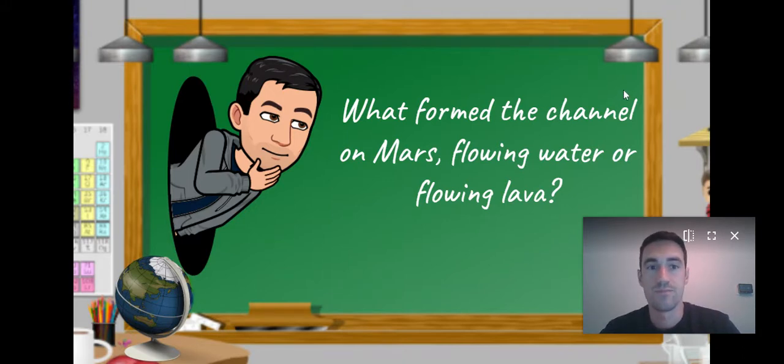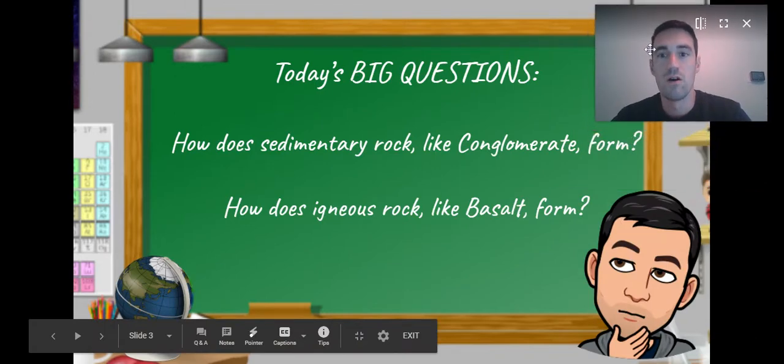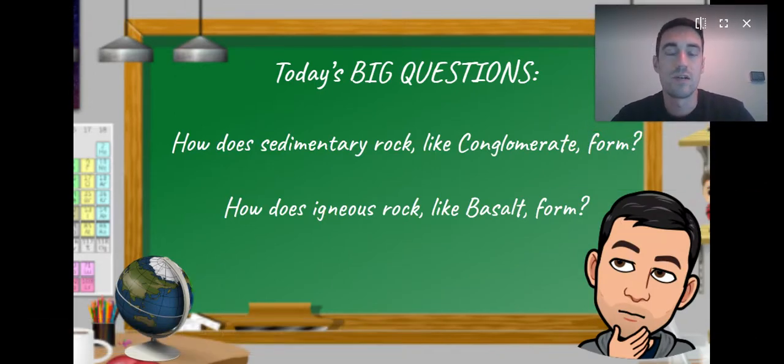Our big questions today that we're going to be thinking about, one of them is how does sedimentary rock like conglomerate form? And the other one is how does igneous rock like basalt form? In our article last Friday, we read about the three different types of rock, sedimentary, metamorphic, and igneous, and how they form. Yesterday, in your background information about the triangle-shaped landforms at the bottom of the channels, you also got to read some information about how different types of rock form and what type of rock could make up those different landforms.